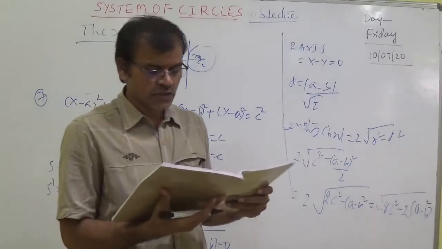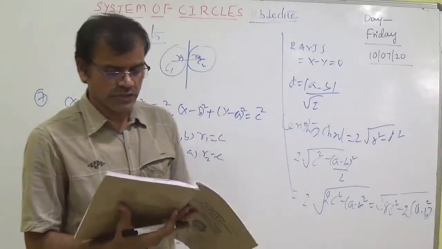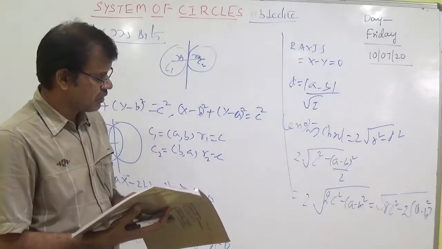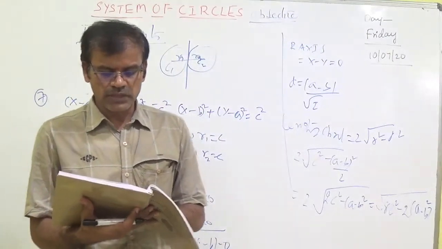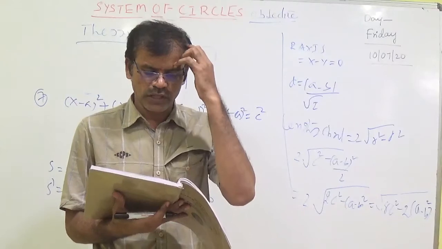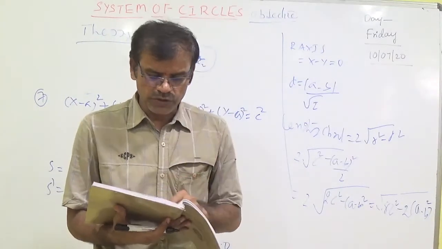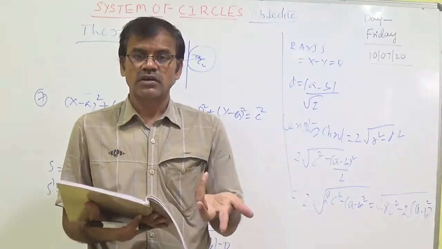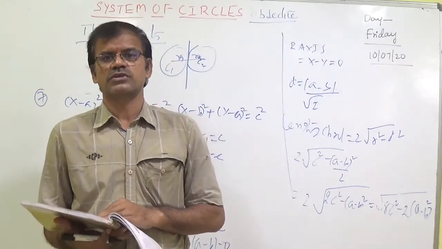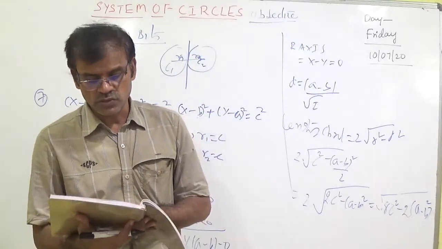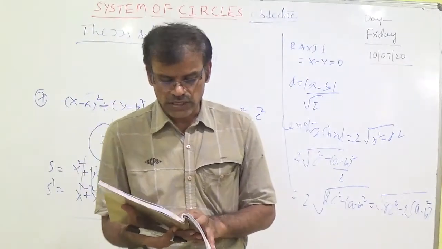Next, the 8th question. S1 equal to 0, S2 equal to 0, S3 equal to 0 are the 3 circles whose radical center is the point P. Then the lengths L1, L2, L3 of the tangents from P to the 3 circles are such that, everyone knows that lengths of tangents are equal, otherwise radii are equal for the 4th circle which is orthogonal to the 3 circles. So L1 equal to L2 equal to L3, second option.